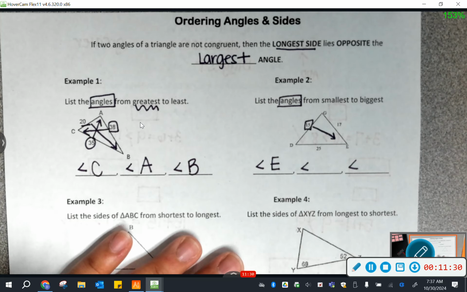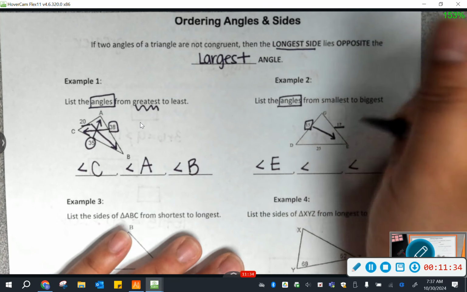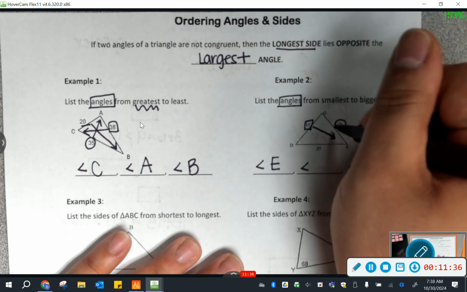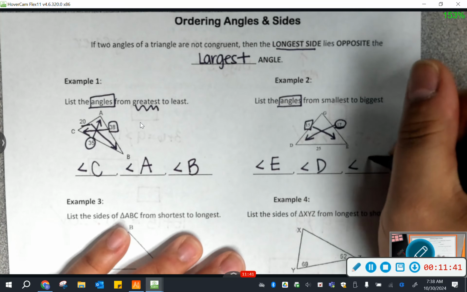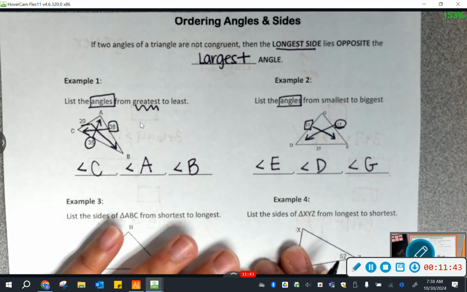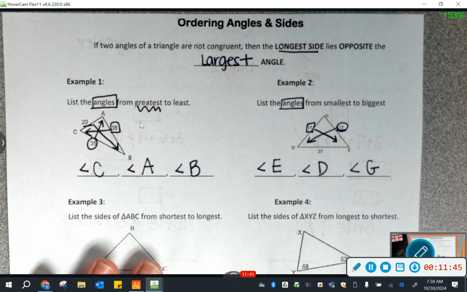Is that what you got? What's the next smallest? 17, and across from 17 is D. And then what's the biggest? G. Does this make sense? Kind of.